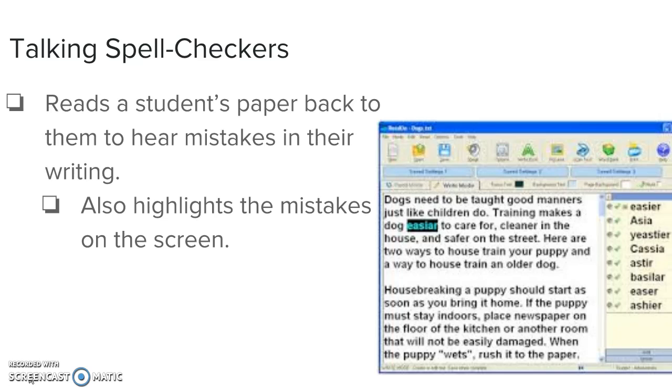Talking spell checkers read back a student's paper to them so they can hear the incorrect sentence structure or word spelling. The device highlights the selected words also on the screen so the user can see the mistakes. Most of these are available for download for free, or you can also purchase them for a yearly fee to be used on word processors.